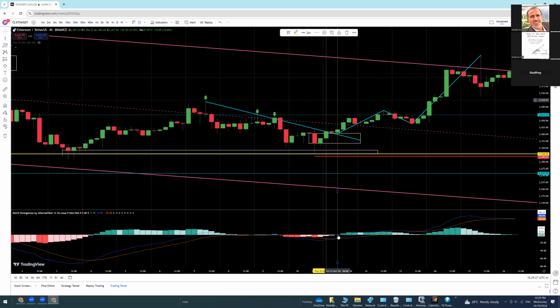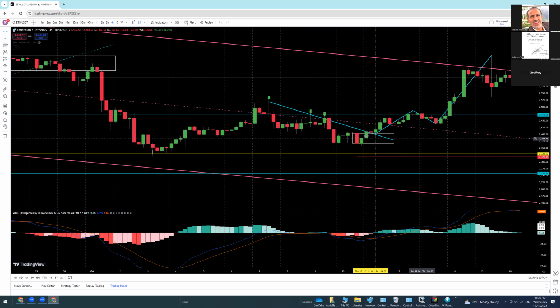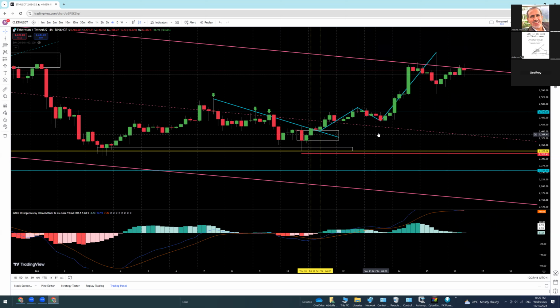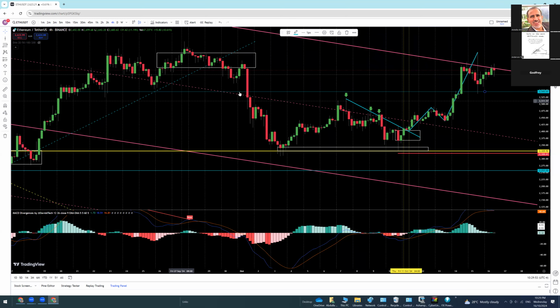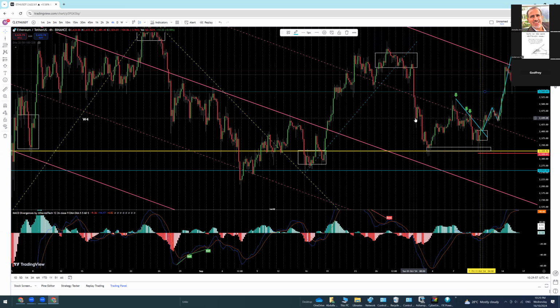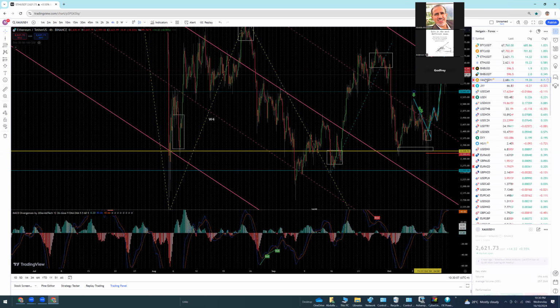You see the MACD? The histogram is coming up. Histogram building up above the 0 line. You understand? So that's the use of the single line trend line. You will always be able to time your entry better than anybody else. Okay, so let's pick up another.